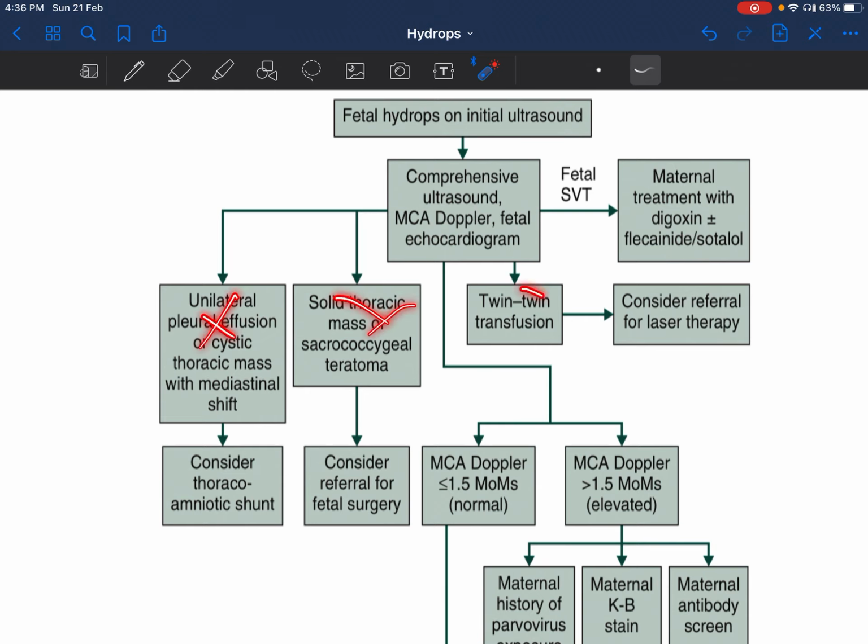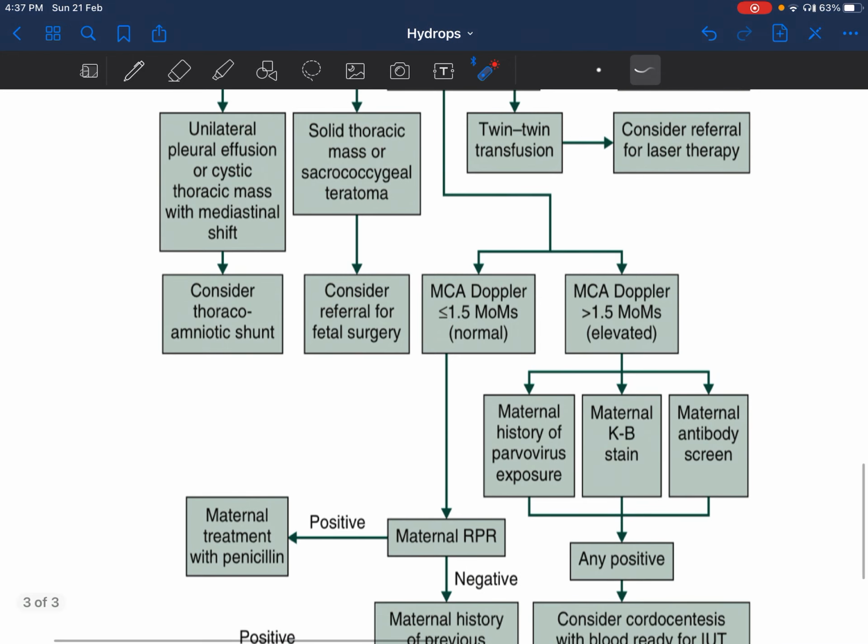Suppose these are all not the causes. Then you will look at the MCA Doppler. How fast is it? Is it more than 1.5 multiples of median or less than 1.5 multiples of median? If it is more than 1.5, that means there is an anemia. What is the anemia due to? Is the anemia due to an infection like parvovirus, or is the anemia due to a feto-maternal hemorrhage?